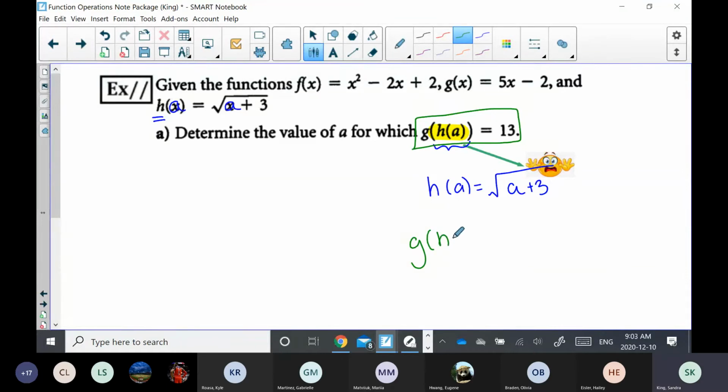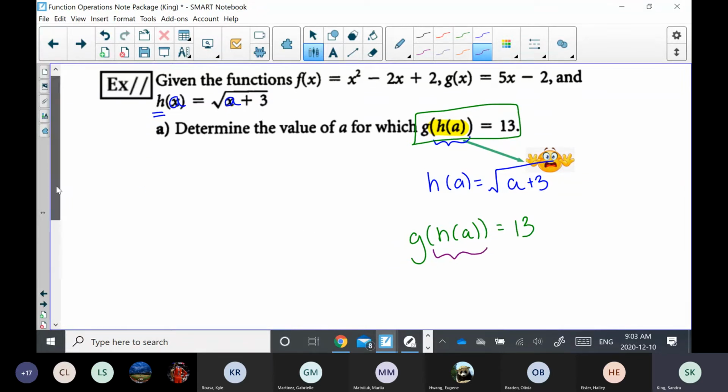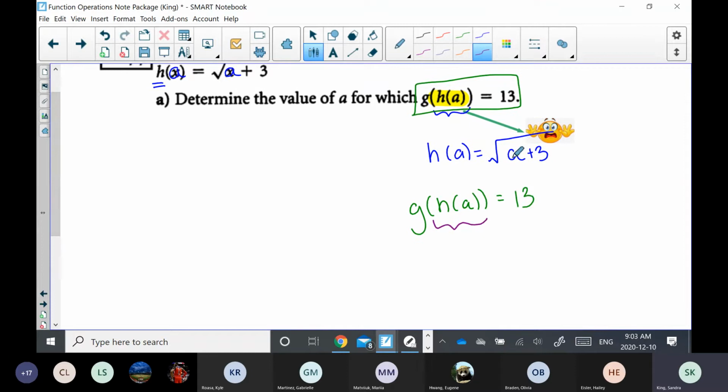So if I rewrite this, g of h of a is equal to 13. Now what I could do is I could take out this inner function, and the h of a I have right here. The h of a is the square root of a plus 3.